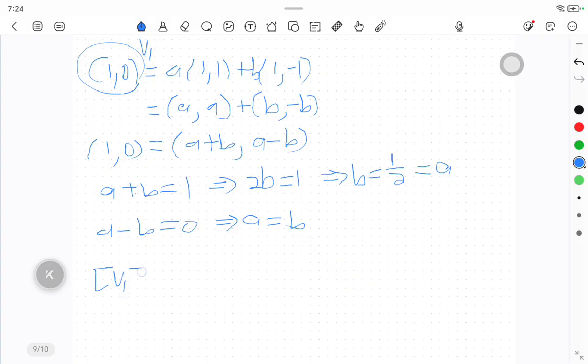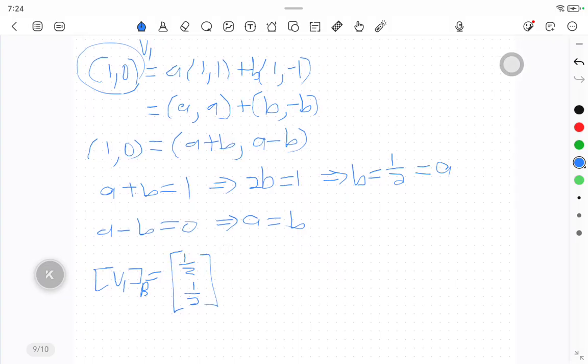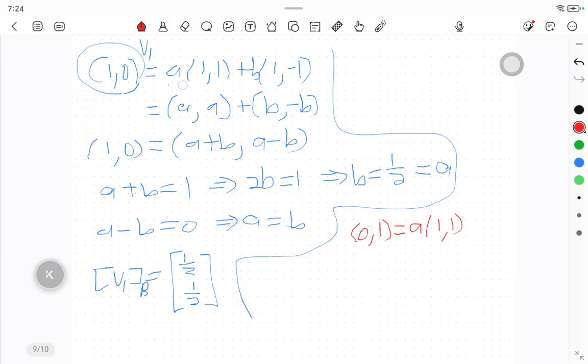As long as I'm looking for a transition matrix, I advise you to use a coordinate matrix. So V1 relative to B is equal to our A, 1 over 2, and our B, 1 over 2. Now we look at the other one. Let's name it V2. Obviously, you're going to name them there. These remain the same, they don't change. We only change that vector.